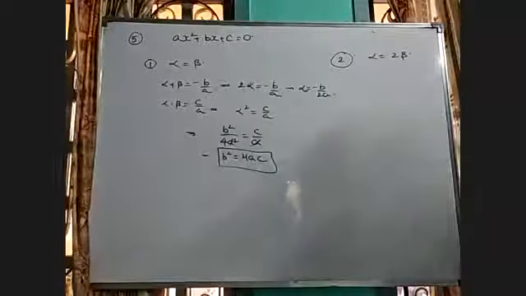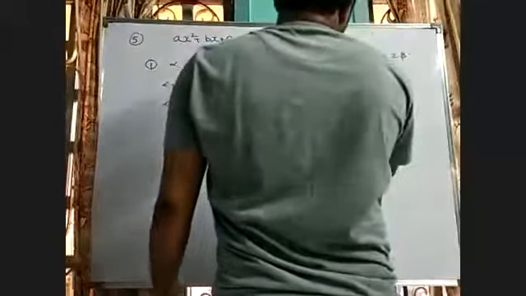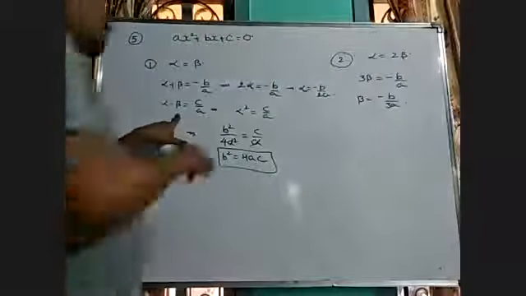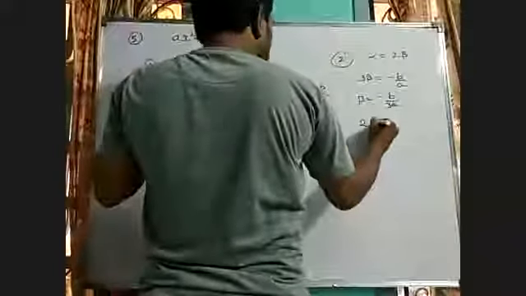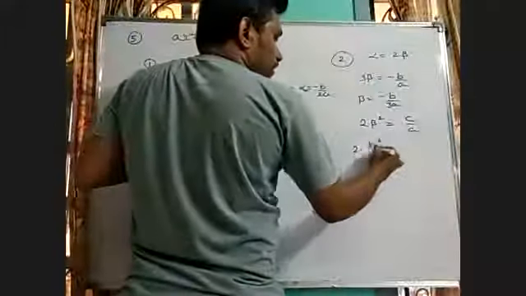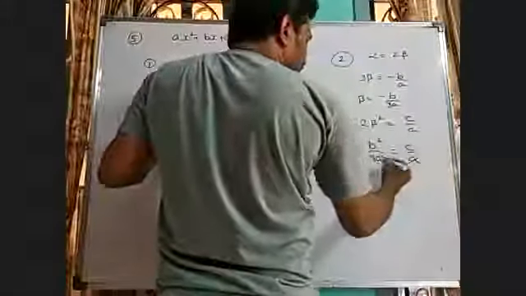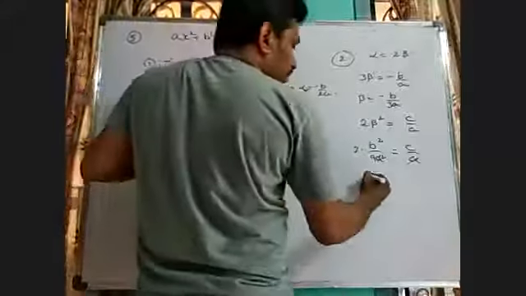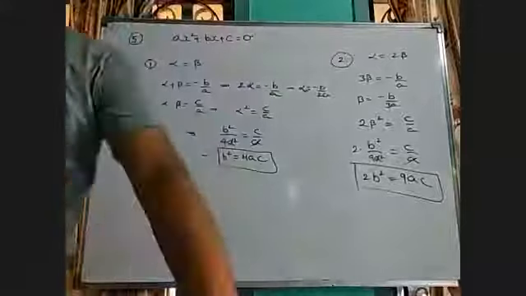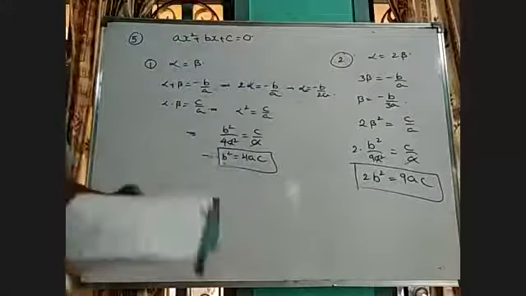Next, option 2: alpha equals 2 beta. If you substitute, we get 3 beta equals minus b by a, so beta equals minus b by 3a. Next, alpha beta means 2 beta square equals c by a. If you substitute it, 2 into b square by 9 a square equals c by a. A will get cancelled. From this, we write 2b square equals 9ac. Option 2 is yes: 2b square equals 9ac. We are good.